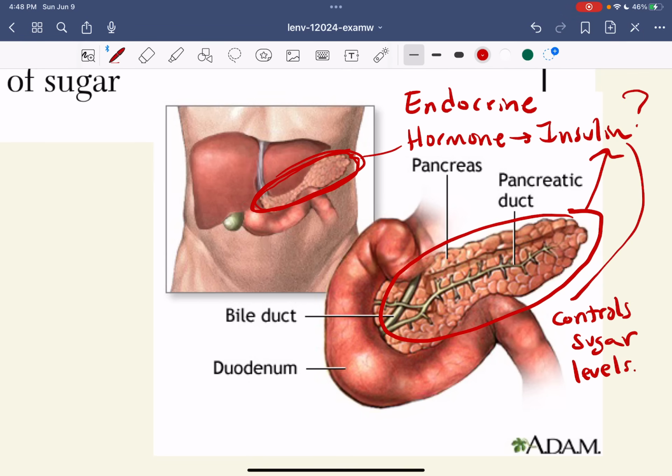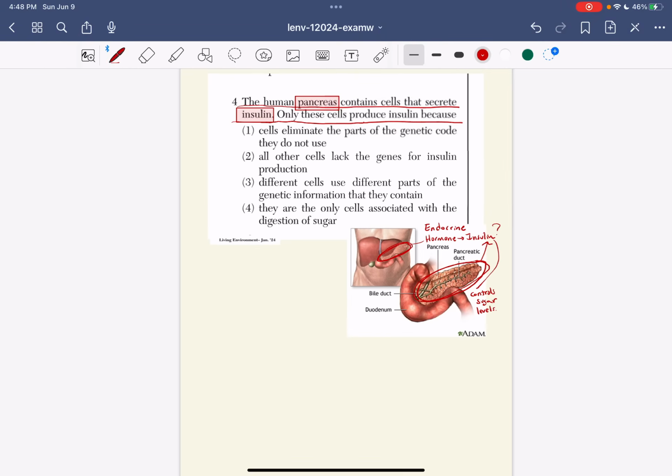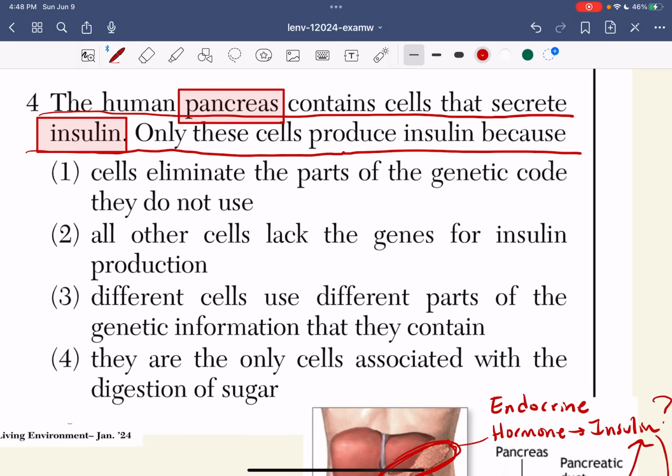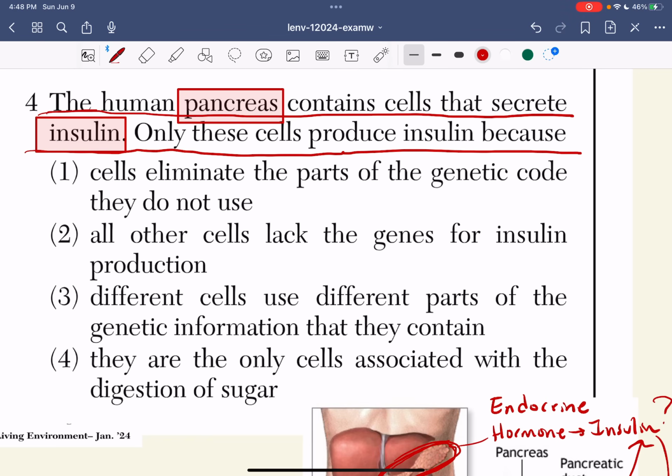So whenever you eat a meal, any level of sugar that it has, the pancreas tries to keep it at a very manageable level for your body. So this is the job of the pancreas. Let's go back to the question now that we know what it is. I'm going to read it again. The human pancreas contains cells that secrete insulin, right?